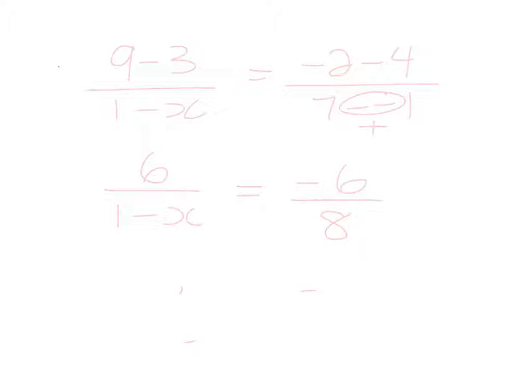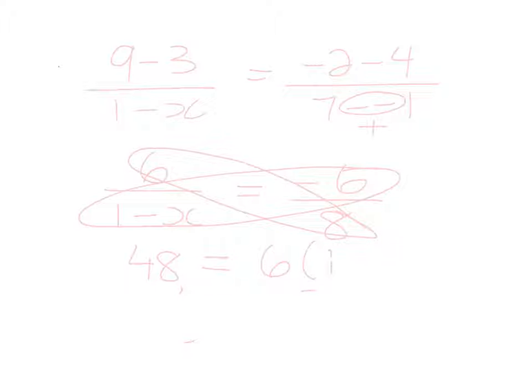Now we will be cross-multiplying in order to find the x value. 8 times 6 is 48. Negative 6 times 1 minus 6 is negative 6, because negative 6 times 1 is negative 6, plus 6x, because negative 6 times negative x would make the answer positive. Now that you have gotten rid of the denominators, you can solve this using algebra.